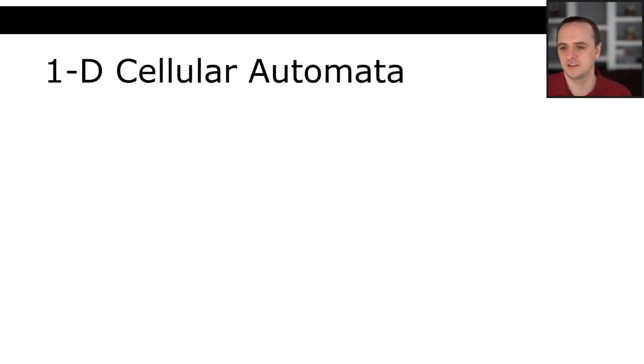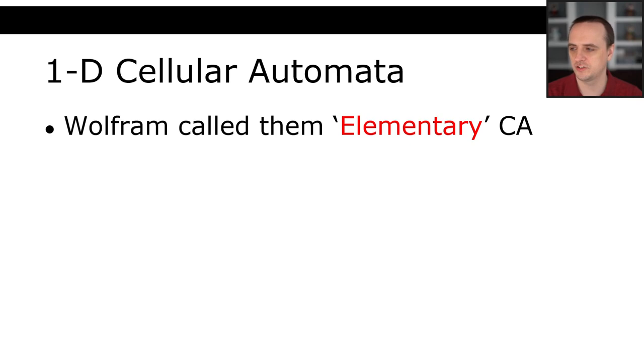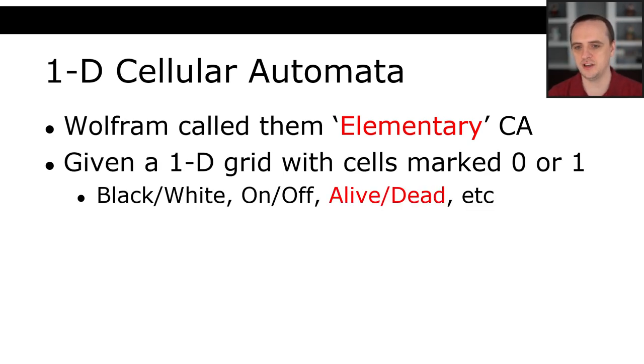So 1D CAs. Stephen Wolfram wrote a book called A New Kind of Science, in which he absolutely goes all in on CAs. And Wolfram called these 1D CAs elementary CAs. Given a 1D grid with cells marked zeros or ones, we can think of those as black or white, or on or off, or dead or alive, right? So this binary on or off, these Boolean values, we can associate whatever logic we want to those.